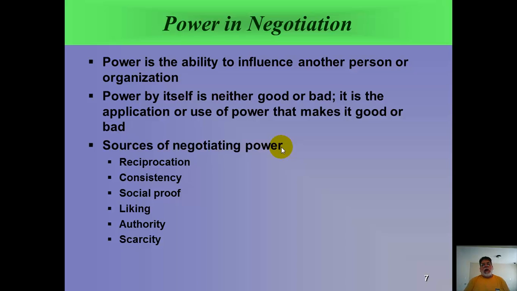Now, where do you get power? Reciprocation is one example. You give them something, they give you something. Yes, we're going to talk about that. You don't ever negotiate from a total source of power, and you don't compromise or give a concession unless you have to. Consistency is that yesterday, today, tomorrow, your position is consistent. Well, anyway, let's continue with the lecture.